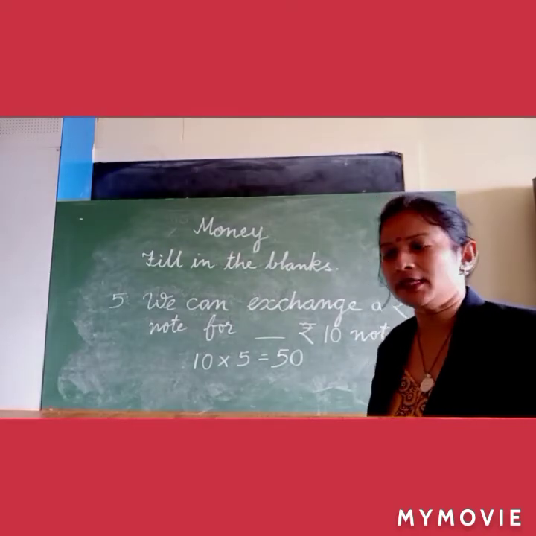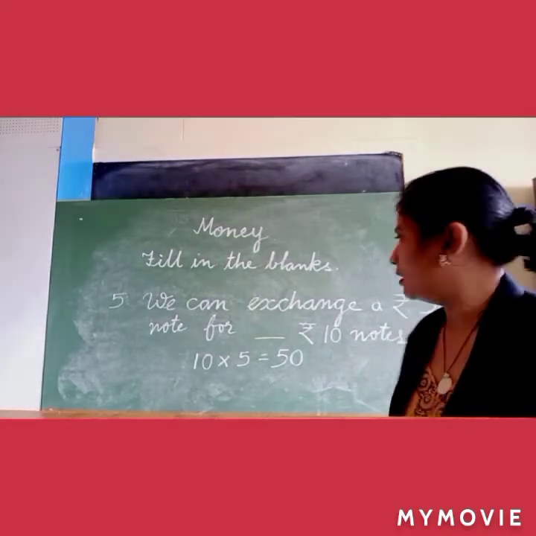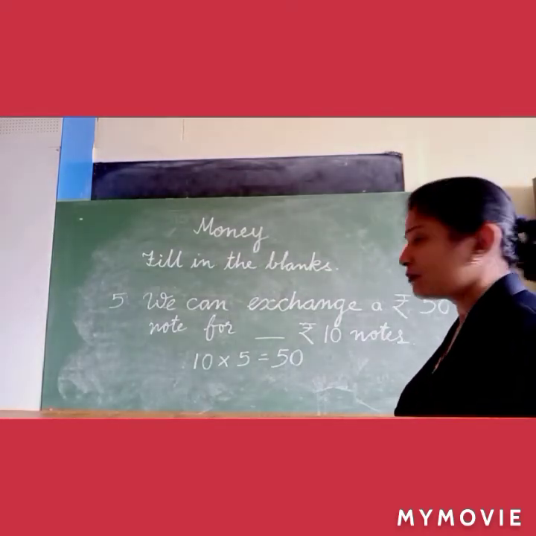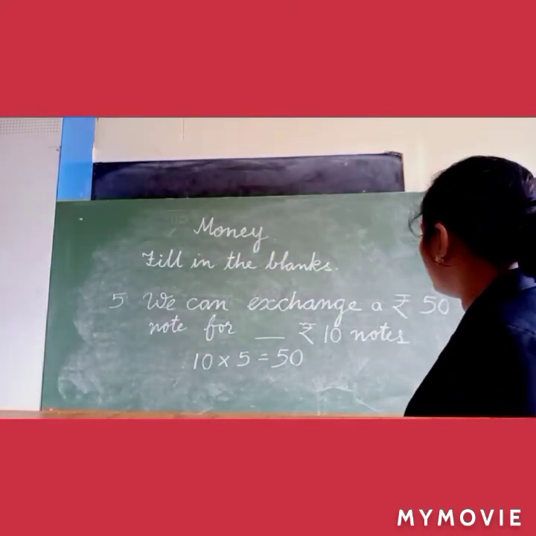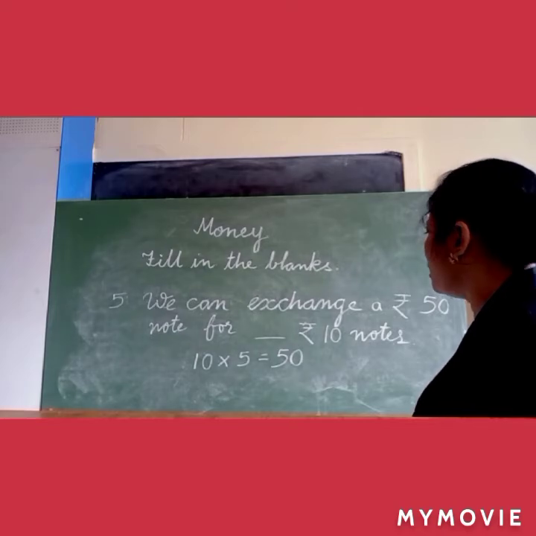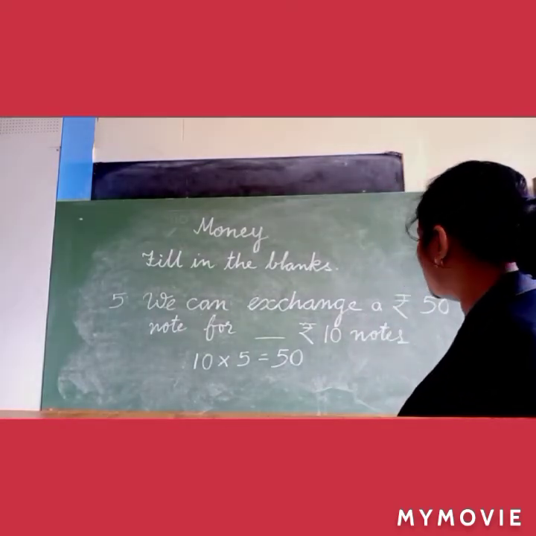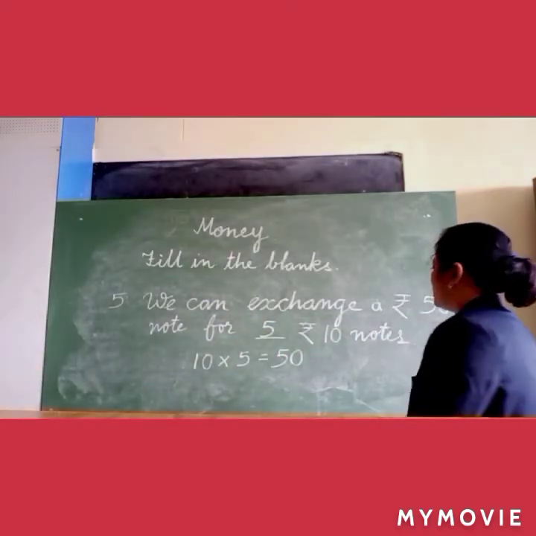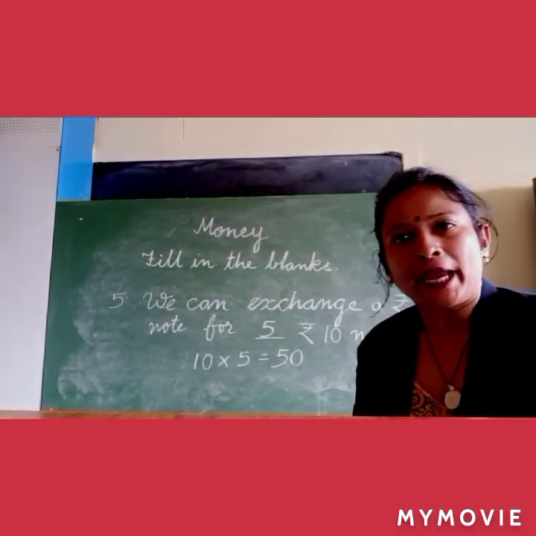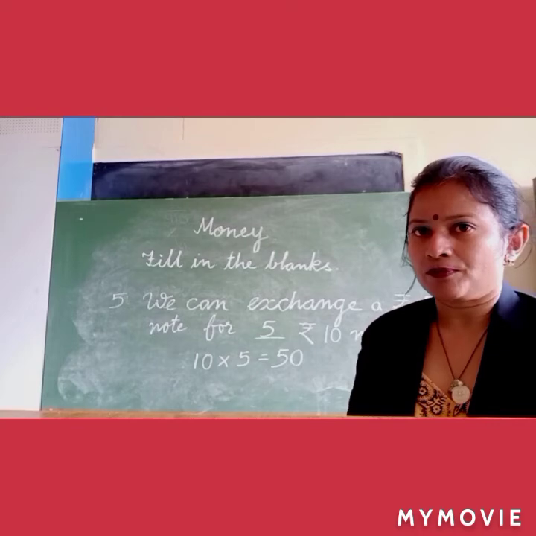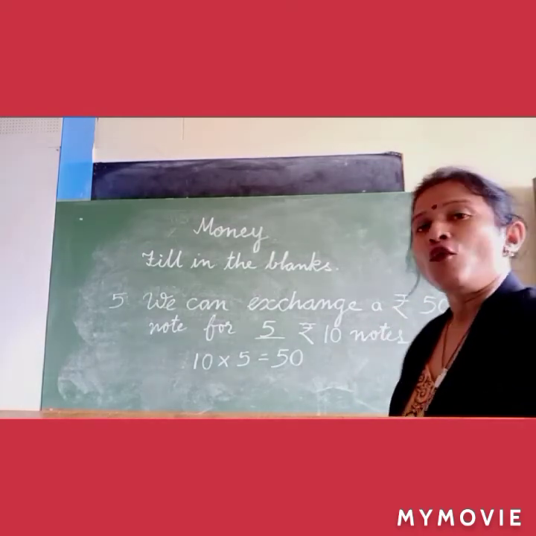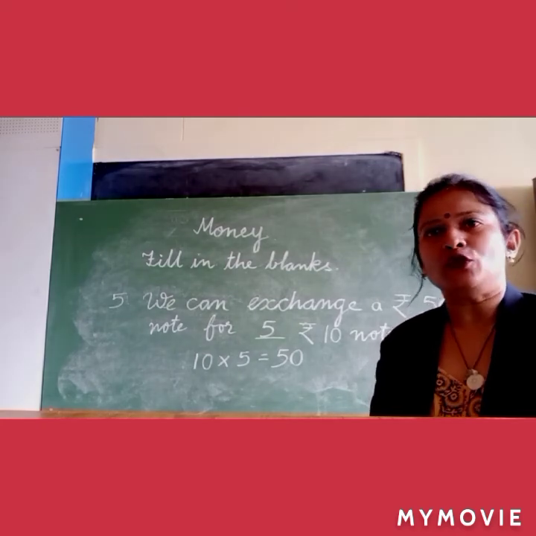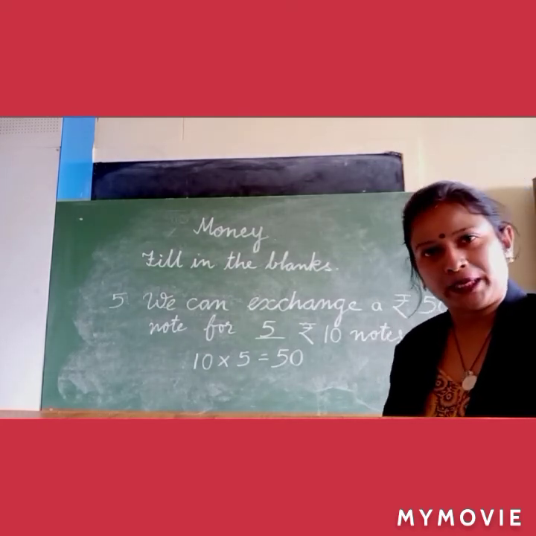Fifth fill up the blank is, we can exchange a 50 rupee note for dash 10 rupee notes. As you know, 10 fives are 50. So you need 5 10 rupee notes to make 50 rupees. So you need five 10 rupee notes, which will be equivalent to 50 rupees.